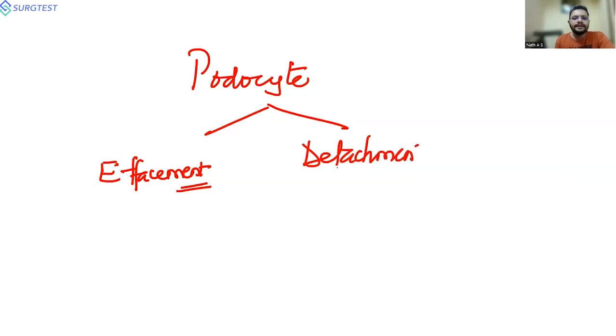So there are two things that can occur with the podocyte: an effacement or a detachment. Okay, an effacement or a detachment. So effacement is where this foot process that is so well interdigitating, that happens.